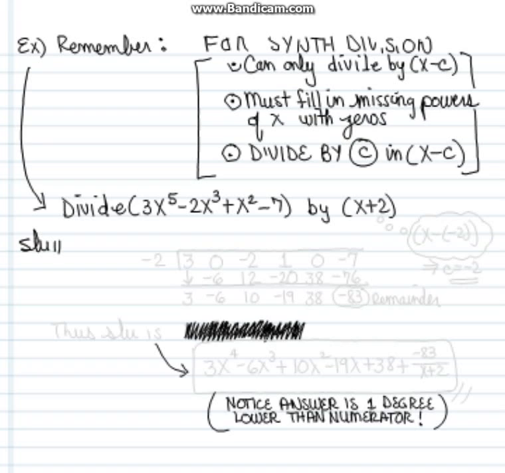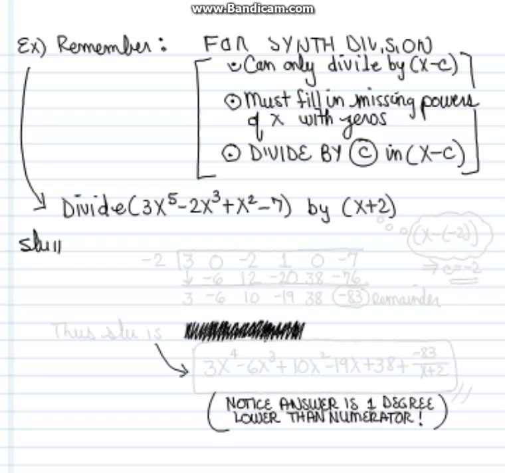Remember that for synthetic division, you can only divide by x minus c, otherwise you can't use synthetic division. You must fill in the missing powers of x with zeros, and you must divide on the left by the number c in the x minus c. So in this problem, we're asked to divide the polynomial 3x to the fifth minus 2x cubed plus x squared minus 7 by the polynomial x plus 2.